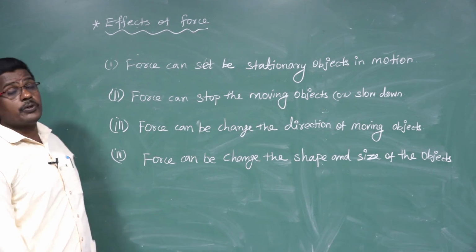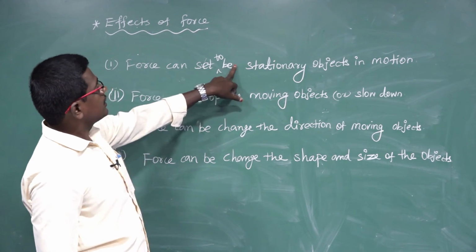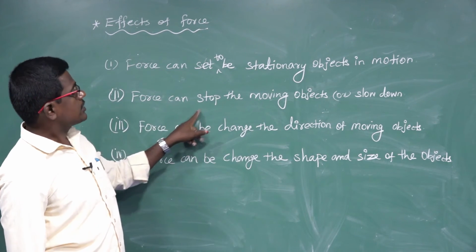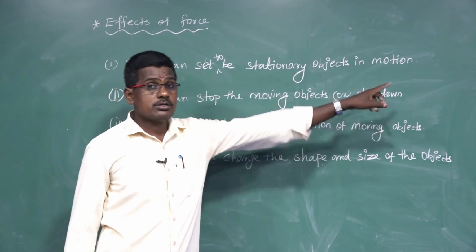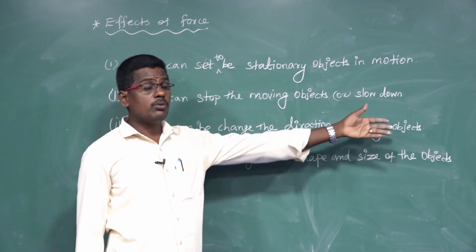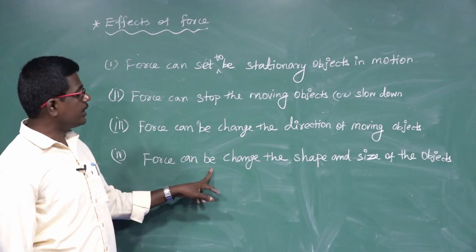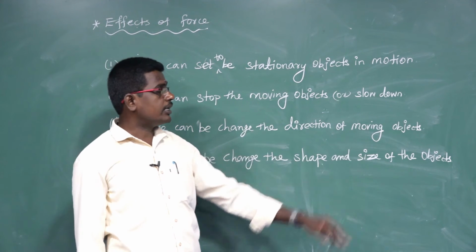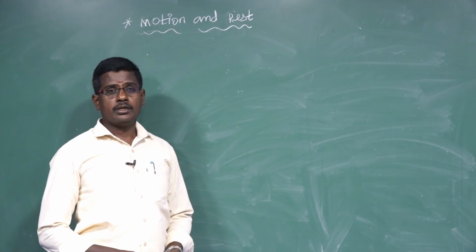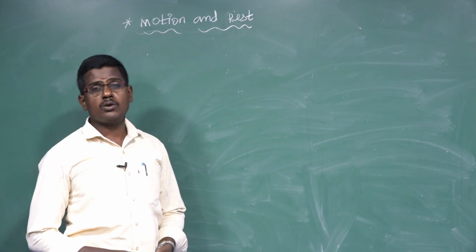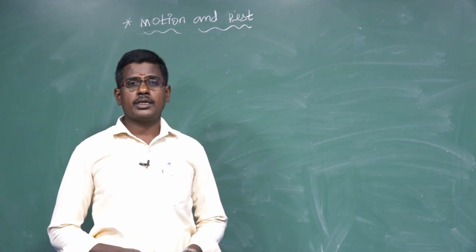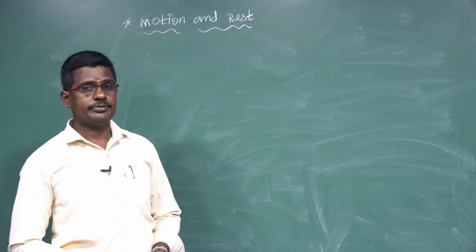So what is the effect of force? Force can set a stationary object in motion. Force can stop a moving object or slow it down. Force can change the direction of moving objects. Force can change the shape and size of objects. Motion and rest: we see many things around us. Some objects are moving, some objects are at rest.